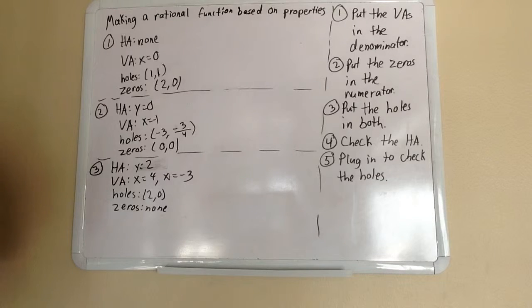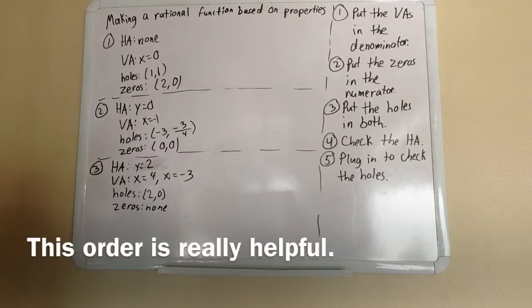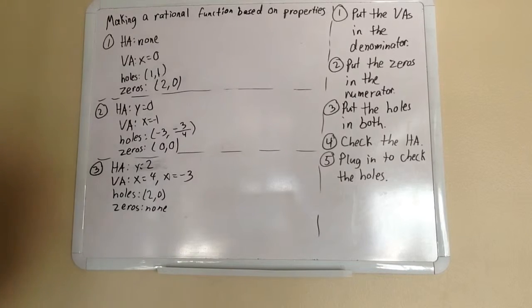So the very first thing that we're going to do is put the vertical asymptotes in the denominator because that's where they come from. Then we're going to put the zeros in the numerator because that's where those come from. The next thing we do is put the holes in both the top and the bottom because the holes come from what you cancel out, so they have to be in both. Then you're going to check the horizontal asymptote to make sure that that's correct. Lastly, you're going to plug back in to check and make sure that the holes are good.